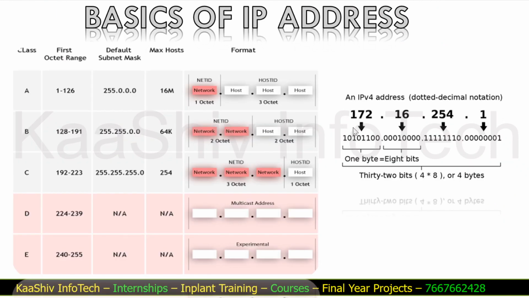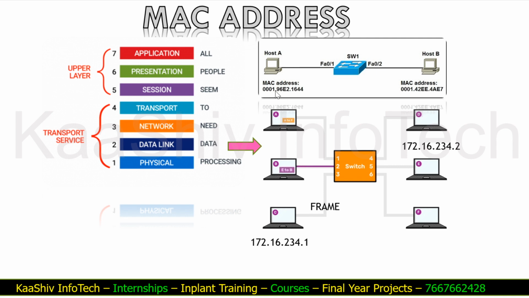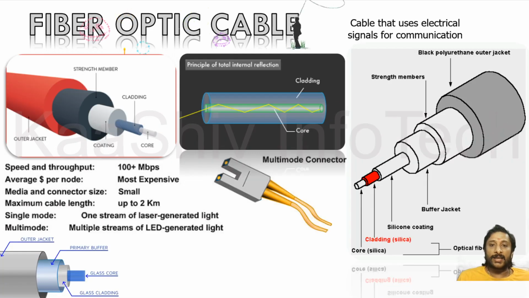It comes here, class B, and it will have these two for network and these two for host. And if this number starts with this, it is a 48-bit number. The kind of light signals is called fiber optics. So it will have the core layer in the middle.